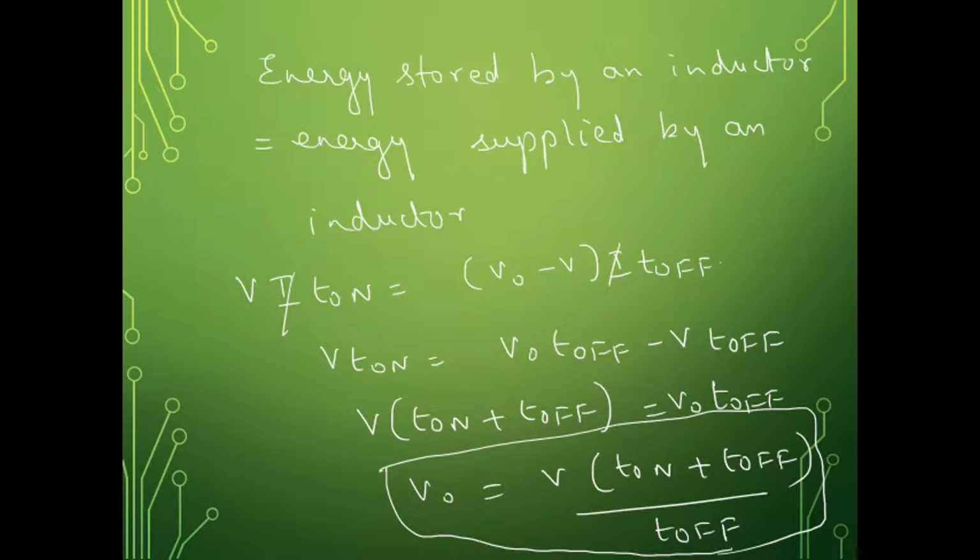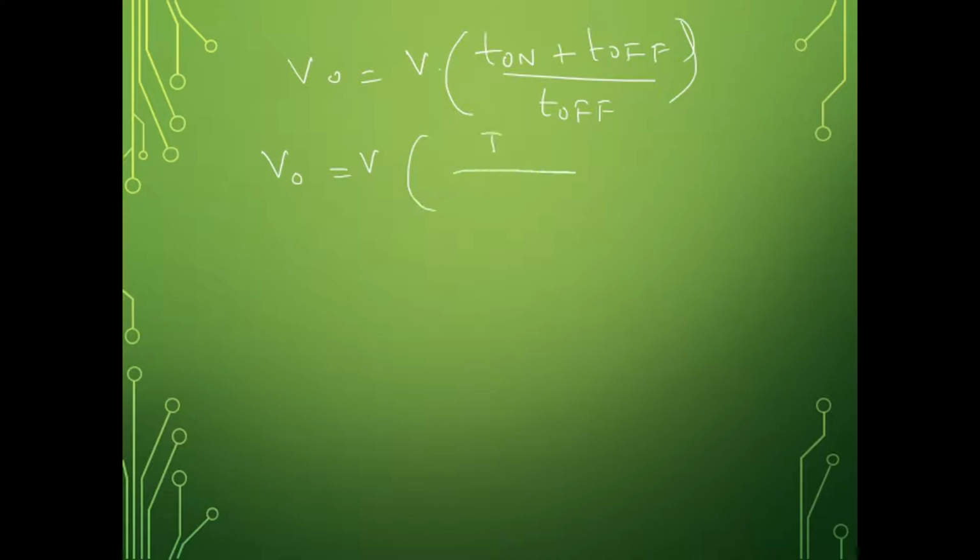Instead of T on and T off, we will express this in terms of the duty cycle. So we have V naught is equal to V into T on plus T off divided by T off. Here T on plus T off is nothing but the total time period T. How can you write T off in terms of T? We know that T is equal to T on plus T off, so T off is nothing but T minus T on.